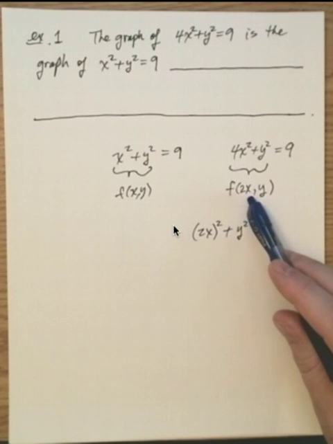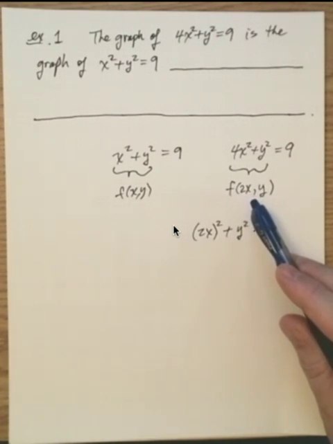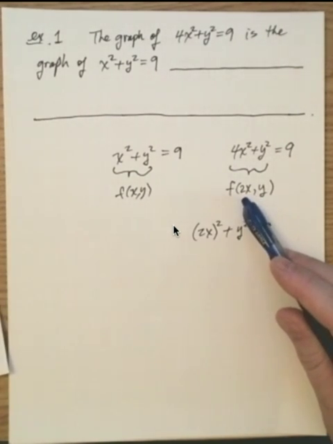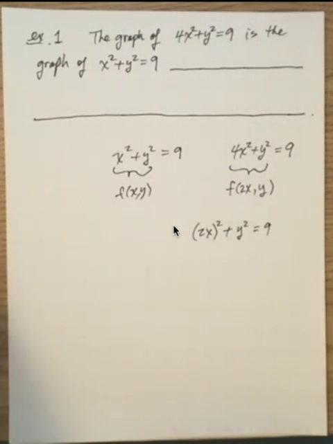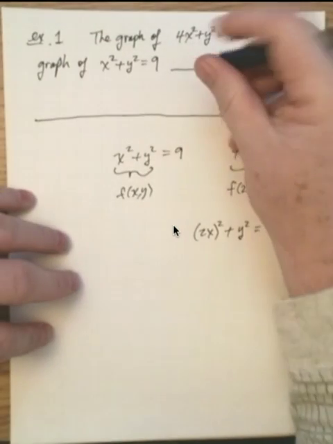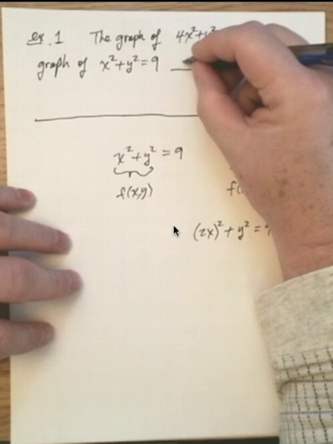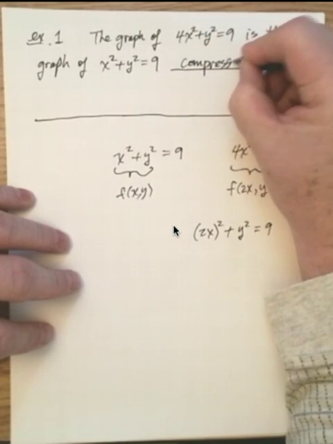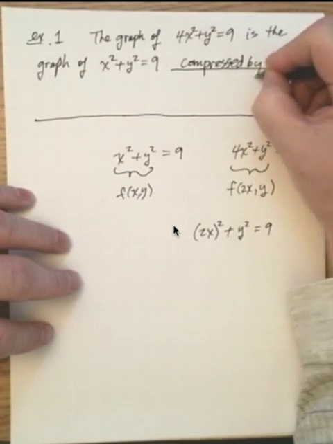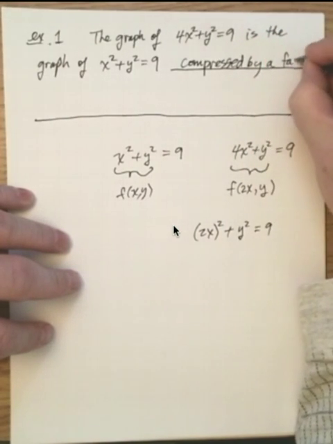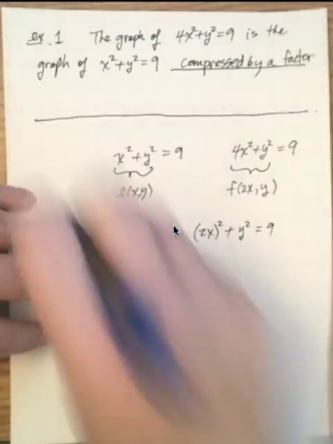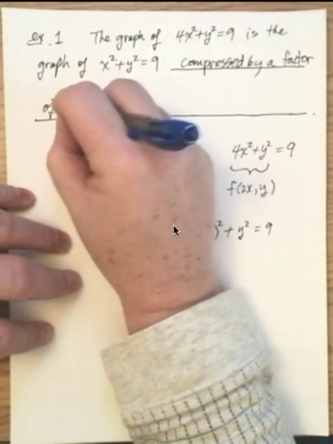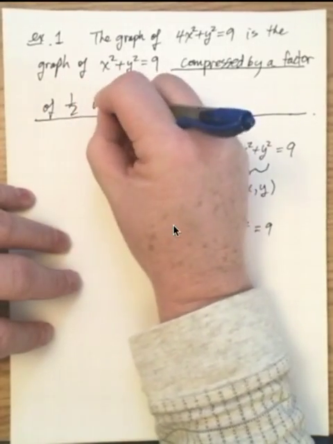So if A is equal to 2, I take its reciprocal. The reciprocal of 2 is 1/2. That's a compression. So I'll make this a sentence: the graph of 4x squared plus y squared equals 9 is the graph of x squared plus y squared equals 9 compressed by a factor of its reciprocal, 1/2, in the x direction.